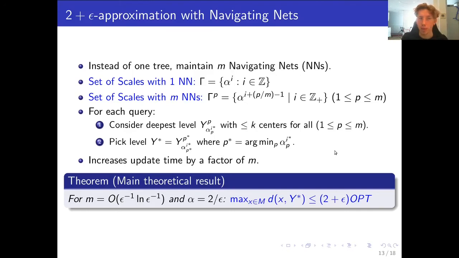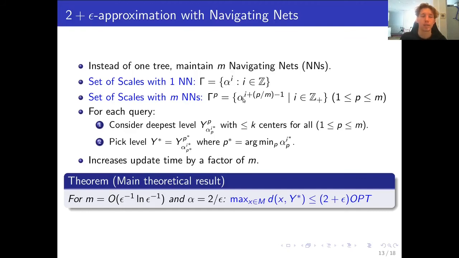Okay, and so how do we obtain the 2 plus epsilon approximation? Instead of one tree, we maintain m. So instead of one navigating net, we maintain m navigating nets. Before, the set of scales was Gamma, alpha to the i for i in the set of integers, and now with m navigating nets you would get Gamma_p. So for each of these navigating nets you have the set Gamma_p, which is defined as alpha to the i plus p over m, where m is the number of navigating nets and p is the current navigating net you're looking at, minus 1.